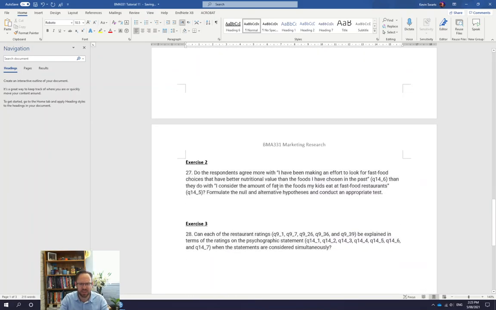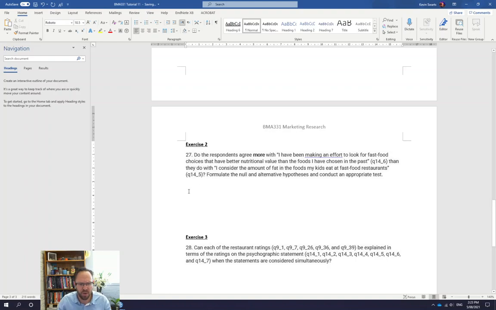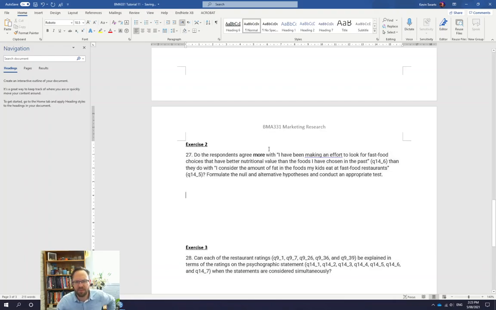Now for exercise 2, it goes, do the respondents agree more? So there's a big hint there. I've been making an effort to look for fast food choices that have been better nutritionally than I've chosen in the past. Then they do with, I consider the amount of fat in my blah, blah, blah. Formulate the null hypothesis. So what I want to do there is think about whether this is going to be a one-tailed test or a two-tailed test? And I'm just going to pause it right here.